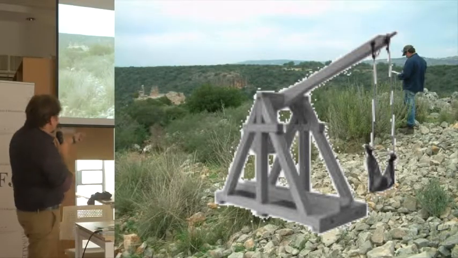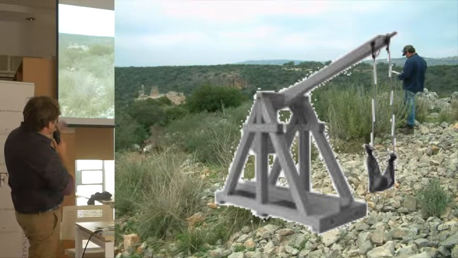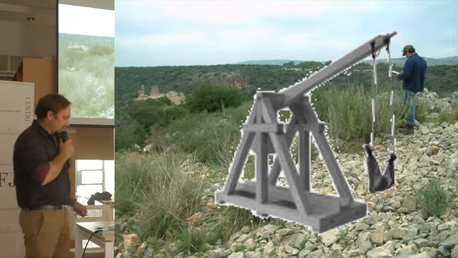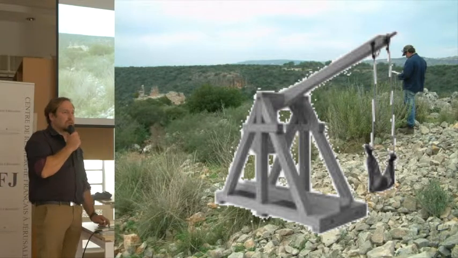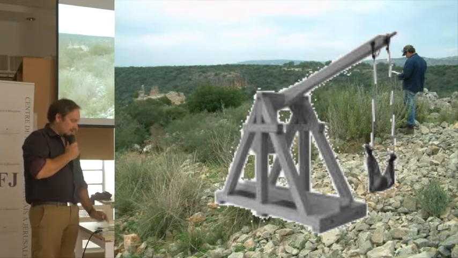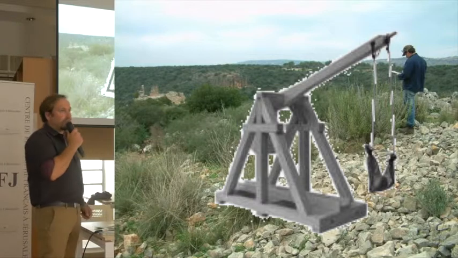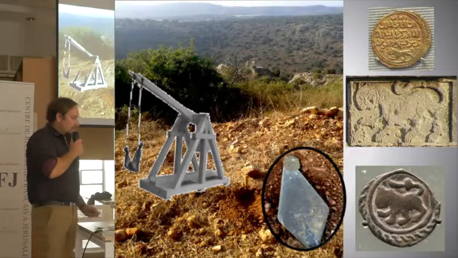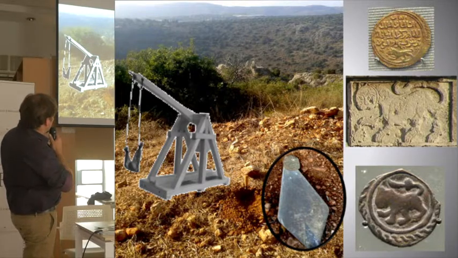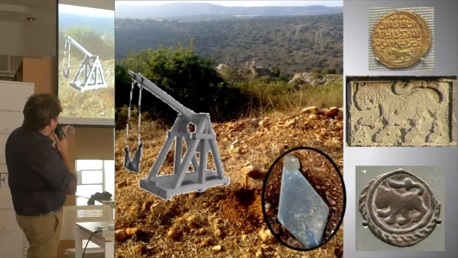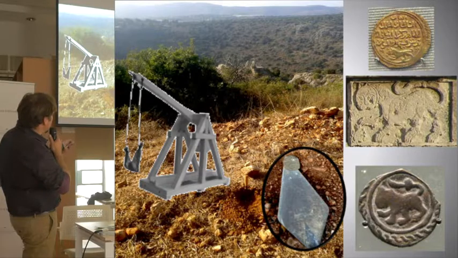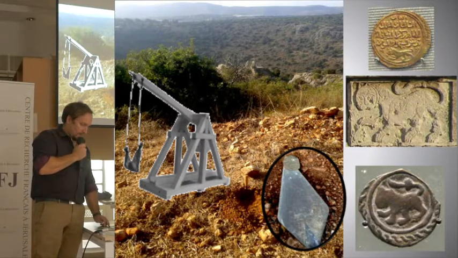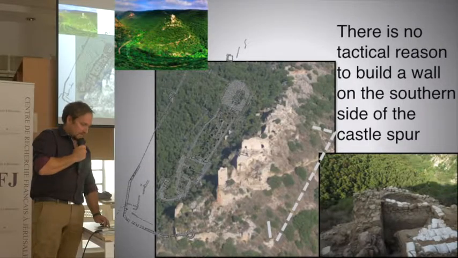And 200 meters from the donjon, I found this platform of stones, 30 by 27 meters, which was probably used to stabilize this kind of mechanism. On the castle spur, we found something similar, a terrace overlooking the donjon from the south, and next to it, one of Baibars' coins, which you all recognize.